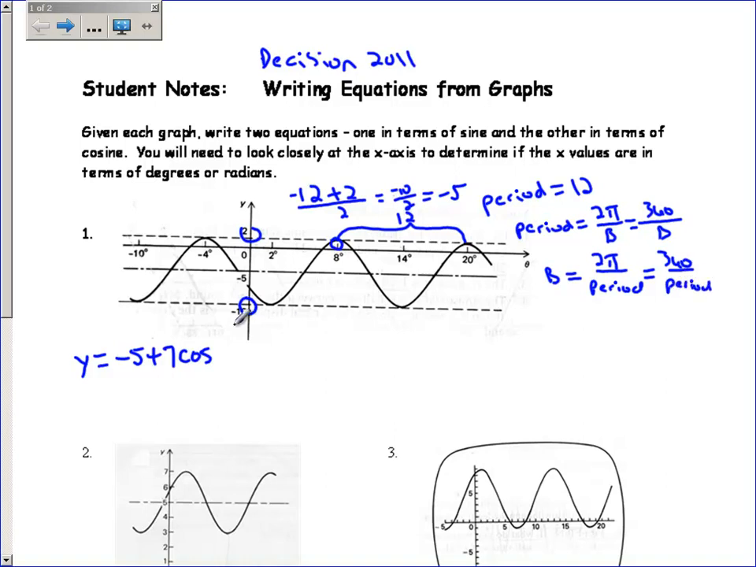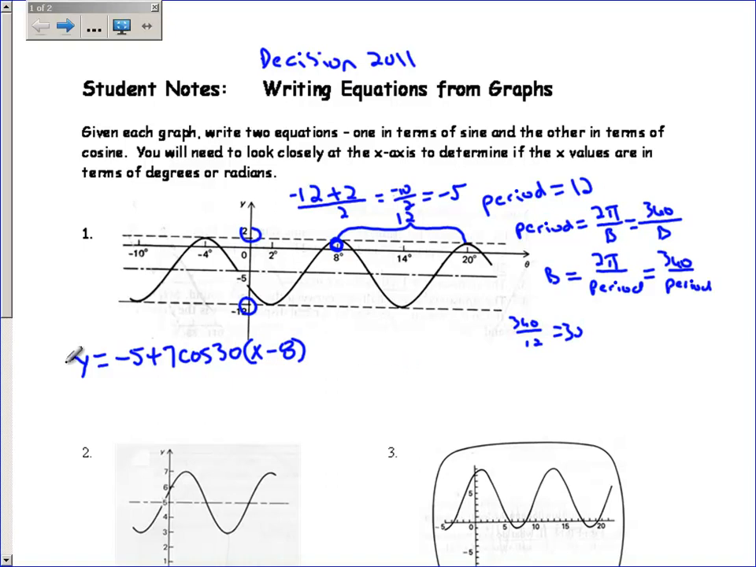So my number here is going to be 360 divided by 12, and 360 divided by 12 works out to be 30. So that is the number that goes after my cosine. Then I'm going to open parentheses and I'm going to put in the phase shift. Since I'm focusing my eyes right here at 8, that is shifted to the right 8, so I'm going to do x minus 8.